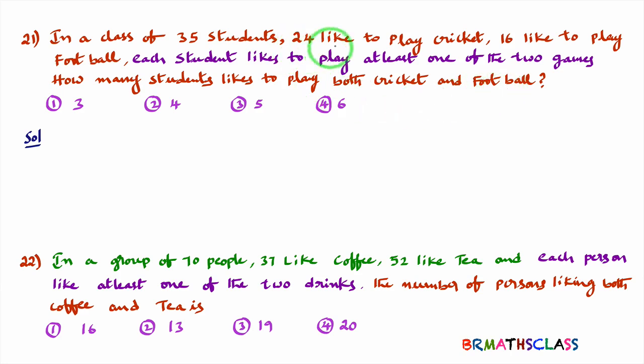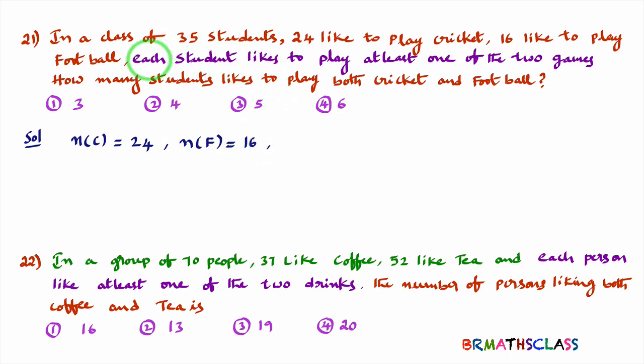So what I'll do, I'll start writing all the information. 24 like to play cricket. As this is JEE main, no need to write all the steps. I directly write N of C. Number of students who like to play cricket is N of C. N of C is given as 24. How many people like to play football? N of F. N of F is 16.